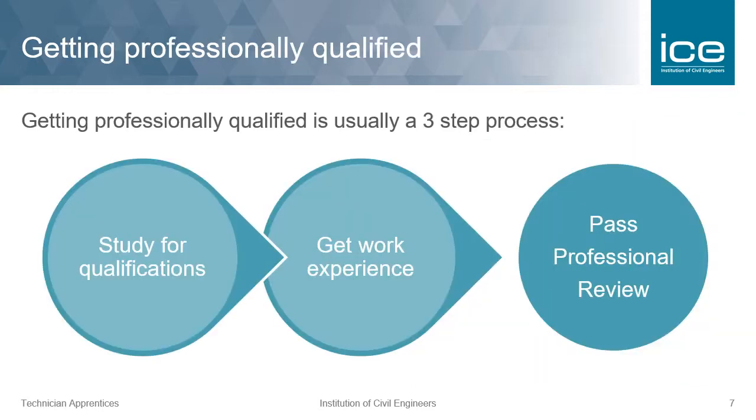As part of your apprenticeship, you have a chance to apply for a professional qualification, and in your case it is IEng MICE. Getting professionally qualified is usually a 3-step process. So usually people would study for qualifications, and once they've completed their qualifications they will get a job and start to get some work experience. Once they've got the required level of work experience, they will then have to sit and pass a professional review.